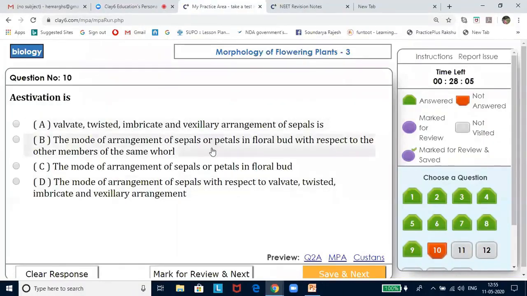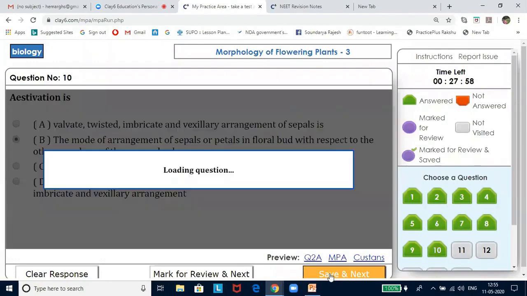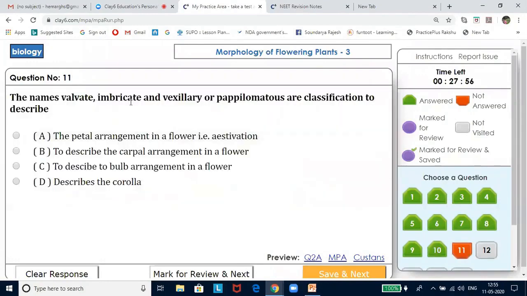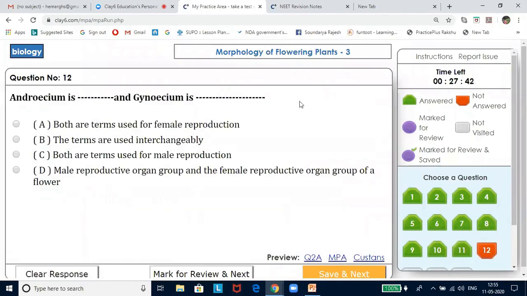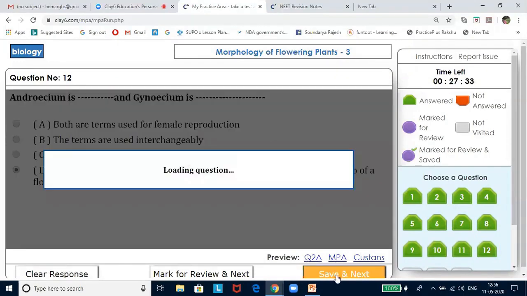Aestivation is the mode of arrangement of sepals or petals in a floral bud with respect to other members of the same whorl. The types are valvate, imbricate, and vexillary or papilionaceous, and also twisted. Androecium is the male reproductive organ and gynoecium is the female reproductive organ group of a flower.